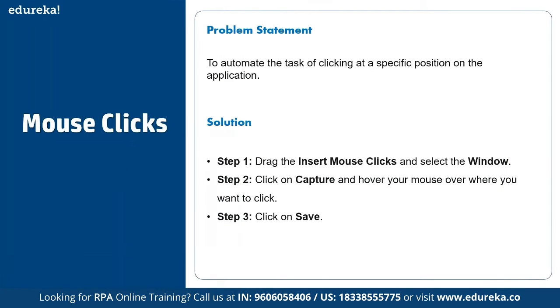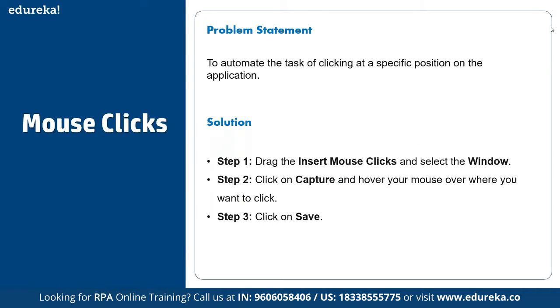Then there can be multiple other problem statements, like mouse click. The problem statement is that we have to automate the task of clicking at a specific position on the application. Here we can drag the insert mouse clicks action and set the window, then click on capture and hover the mouse over where we want to click, and then we can save it.